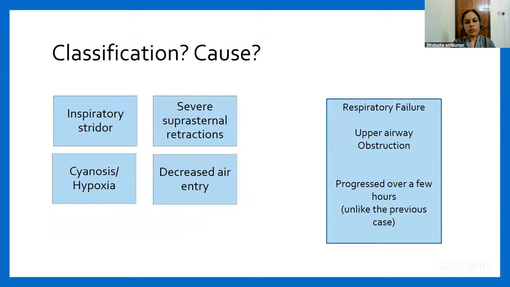Okay, so what could be the disease? Why is this baby having this problem? Can you think about the cause of this problem? Oh, very good, very good. Somebody has answered as Croup. This is the typical history of Croup.